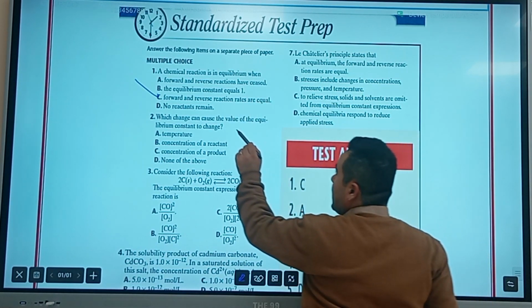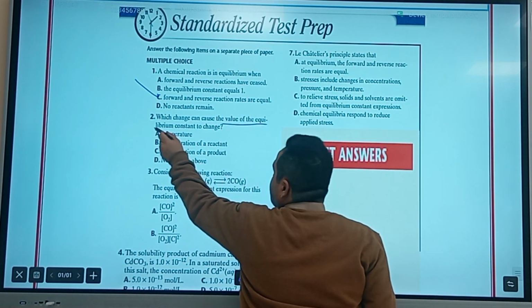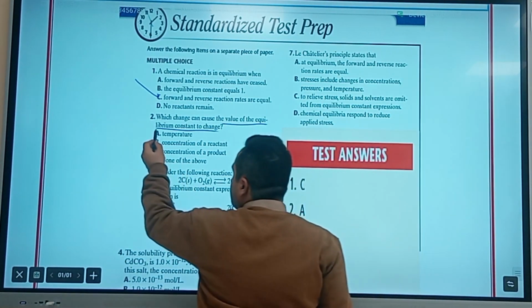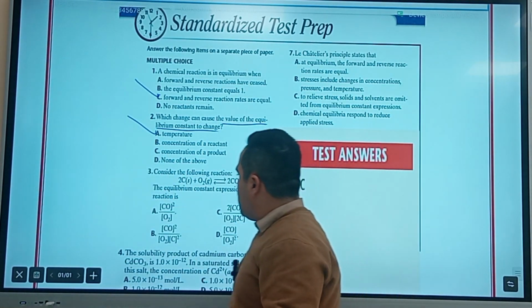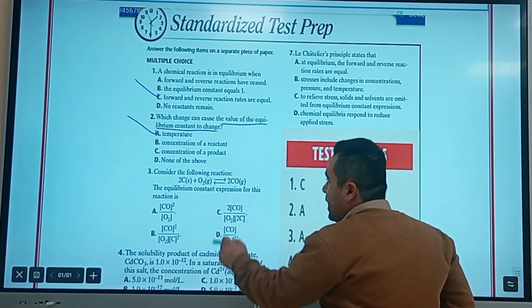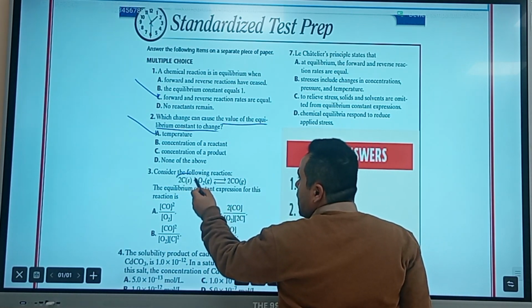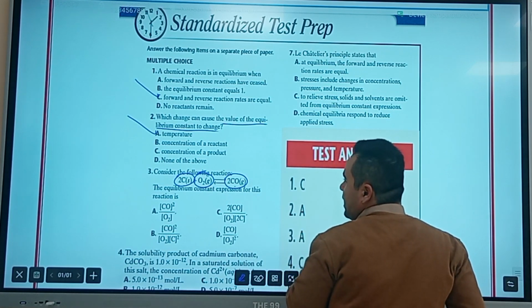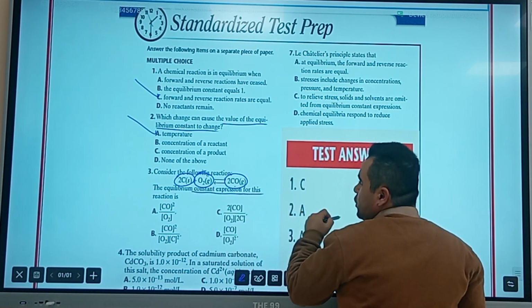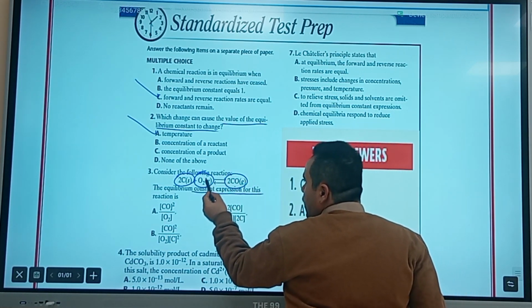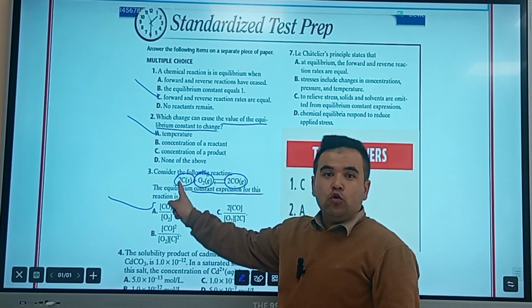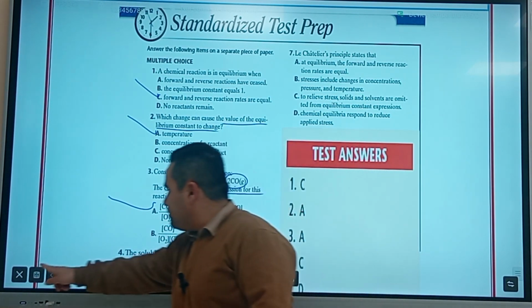What change can cause the value of the equilibrium constant to change? Of course, only temperature can change the equilibrium constant value. Consider this reaction: carbon solid with oxygen gas yields carbon monoxide gas. The equilibrium constant expression equals CO squared over oxygen. A is the correct answer. We do not include carbon because it's solid.